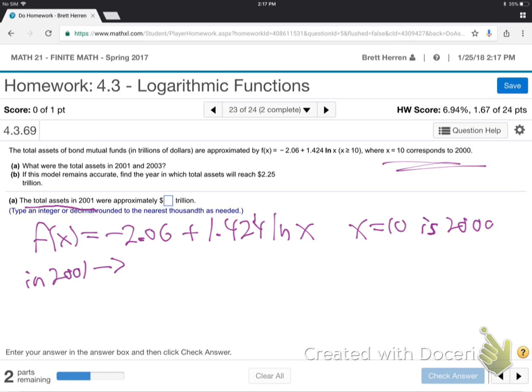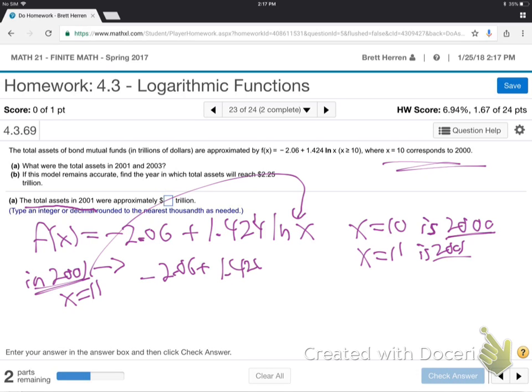Use your calculator. Don't need to graph it. We'll graph in part B. This one's a plug-in. So what am I going to plug into my calculator for x? Good, 11. Is everybody seeing it's 11? Because they made 2000 be 10, so 11 then is 2001, which is what they want me to do. They want me to plug in x as 11 right there. So negative 2.06 plus 1.424 natural log 11. Is that good? So whatever that comes out to be.